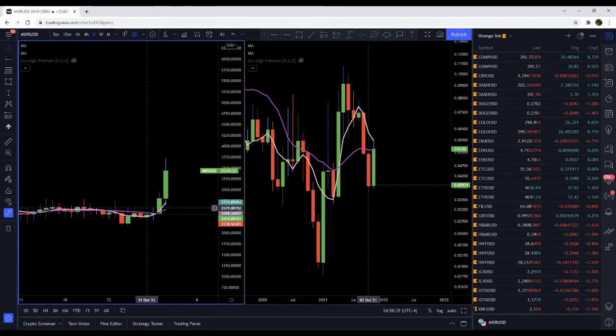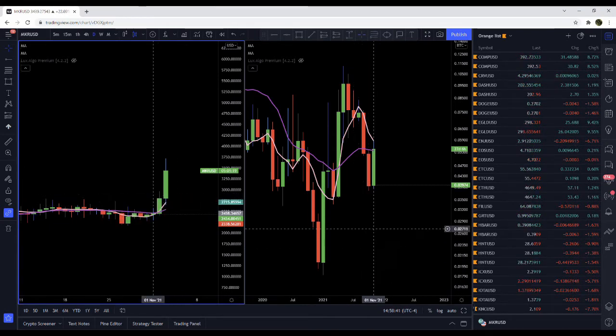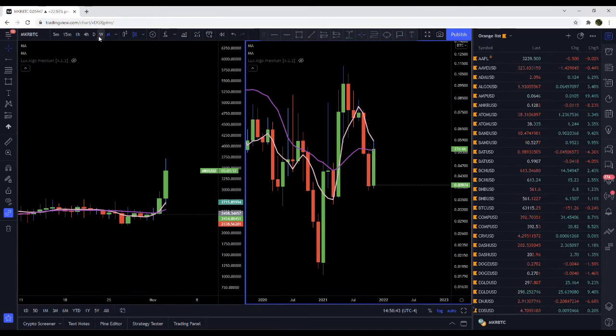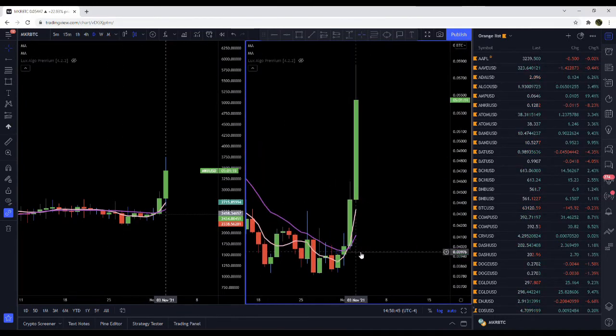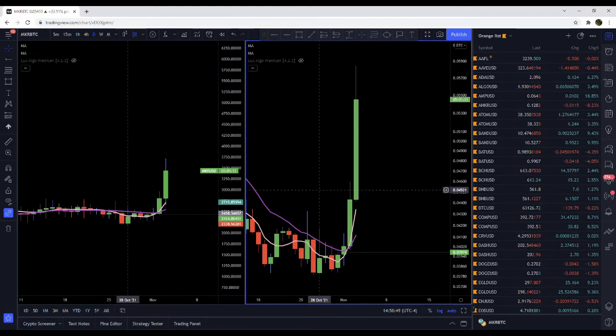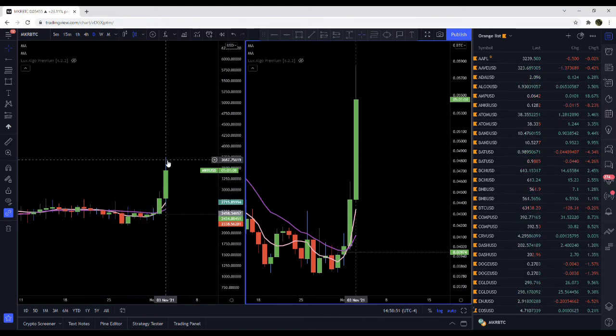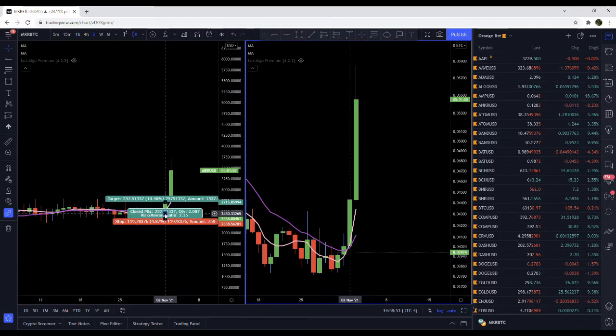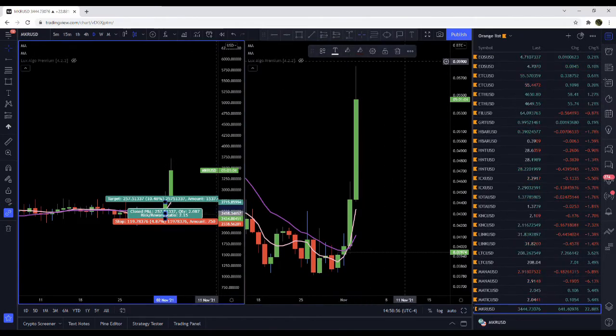These guys get the breakout on USD. They start buying. You get the breakout on BTC. So they start buying. So it just causes a snowball effect. Let's get rid of that.